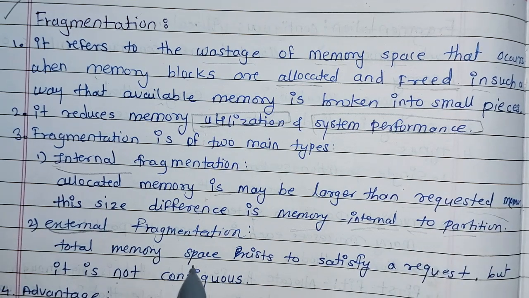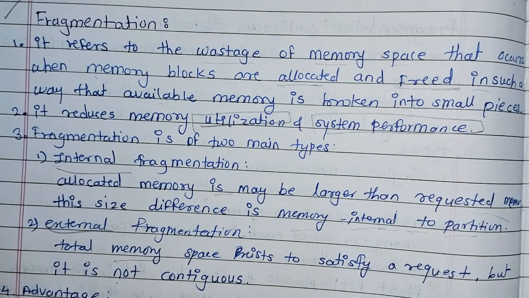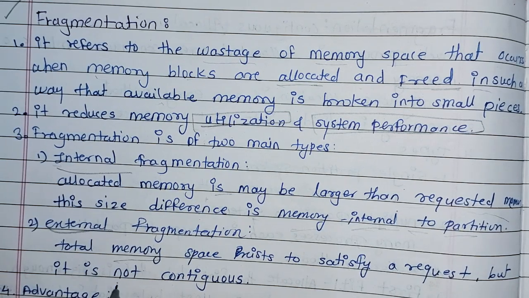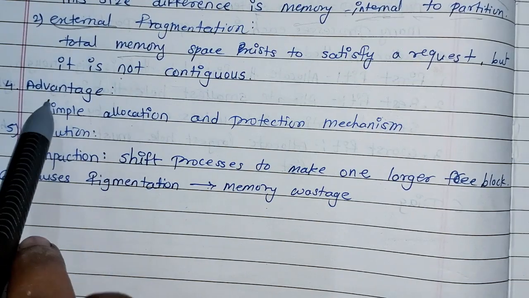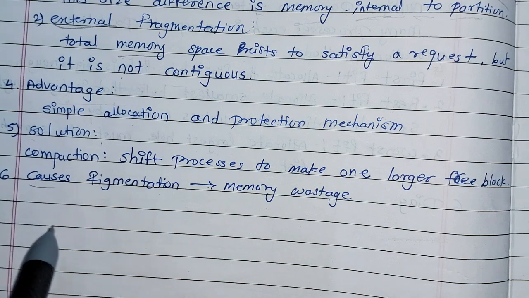External: total memory space exists to satisfy a request, but it is not contiguous. Okay, so these are the advantages and the solution for this, and this is a cause.